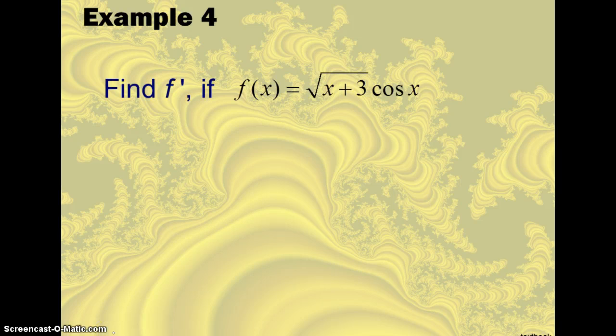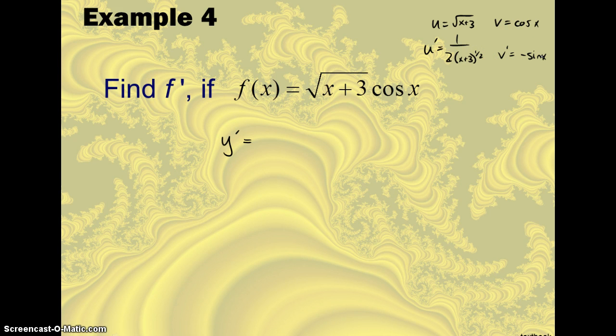Alright, just to switch things up a little bit, this one looks like a pretty straightforward product rule, so I'm just going to use the product rule. Just because I have this cool new skill doesn't mean that should be the only thing I use. So my u is going to be square root of x plus 3, and my v will be cosine x. My u prime is going to be 1 over 2 x plus 3 to the 1/2. My v prime will be negative sine.